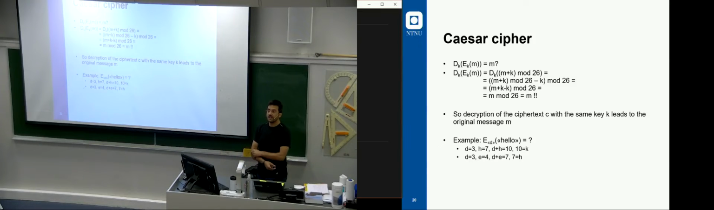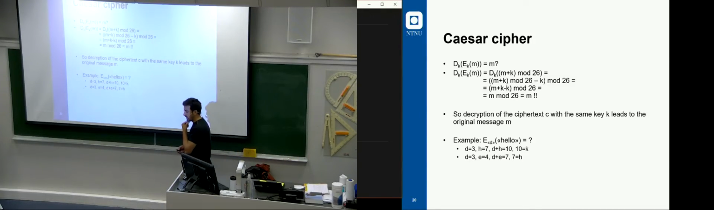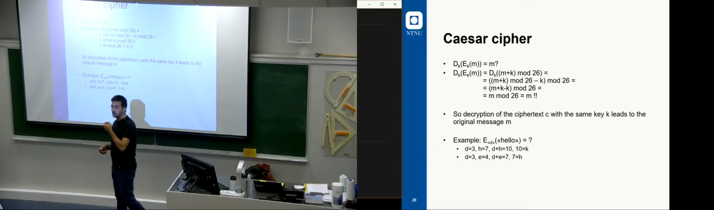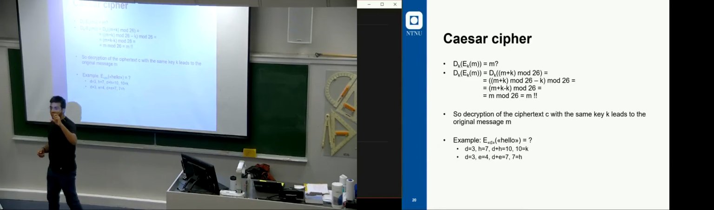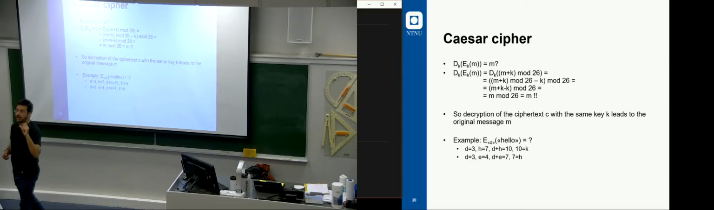What is D? D is 3. Key is 3. And we have to see what the plain text character is and its value. Key plus that value, that means 3 plus that value, will be equal to the ciphertext.